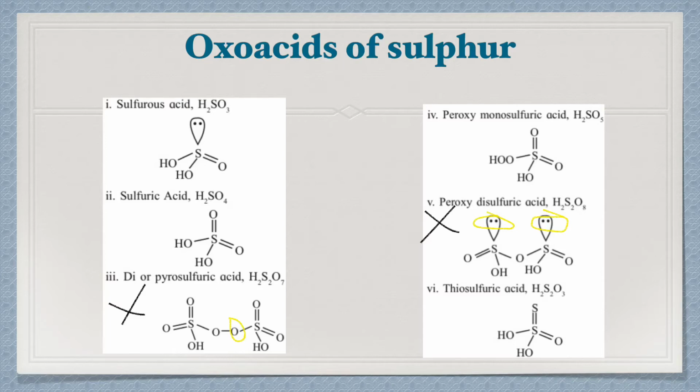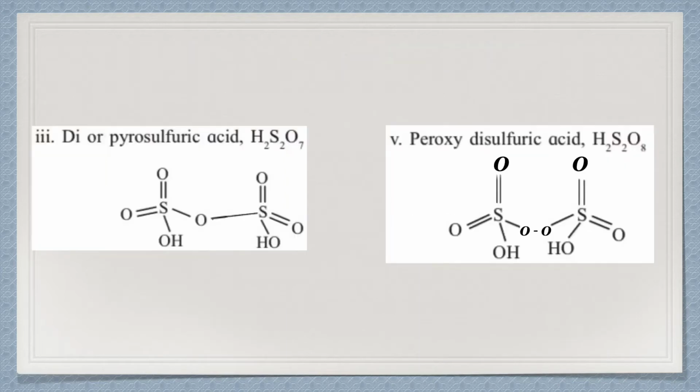If you know sulfurous and sulfuric acid, everything is very simple, and you only have the derivatives, meaning the different structures of sulfuric acid. Next slide we will see. Now this is the corrected structure of the third one and the fifth one. Now we'll just see how the structure is.